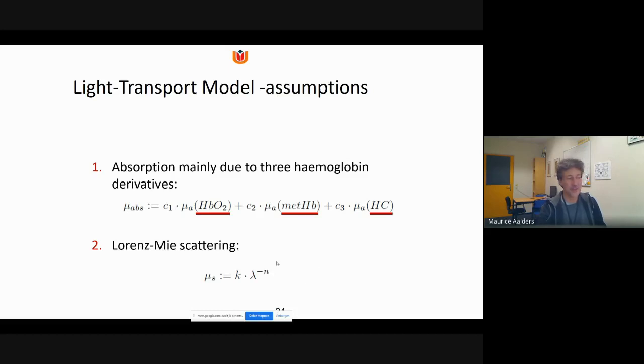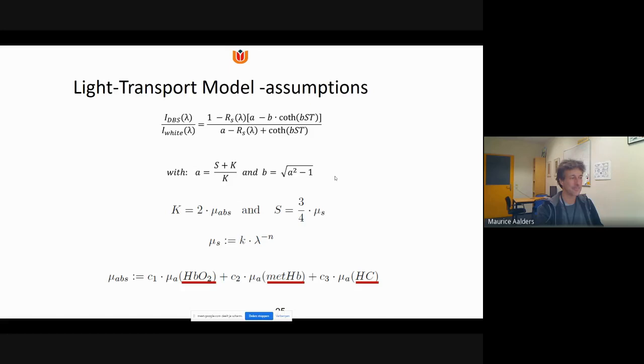And for scattering, we assume a Lorentz-Mie scattering. That has to do, as you probably already have in your toolbox, with the different scattering regimes. There's Rayleigh scattering, there's Lorentz-Mie scattering. That has to do with the wavelengths, the size of the particles, and the indices of refraction of the particle and the fluid around it. So these are the light model as we can set it up.